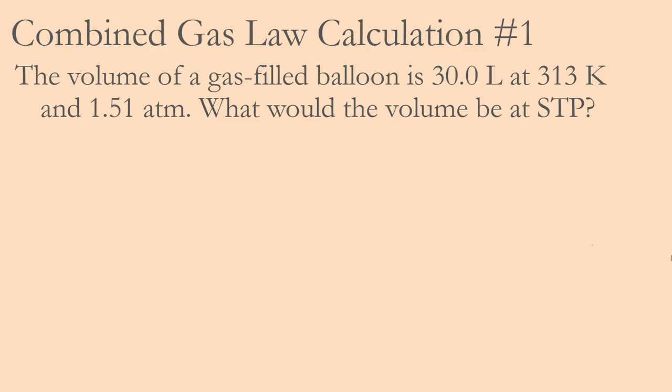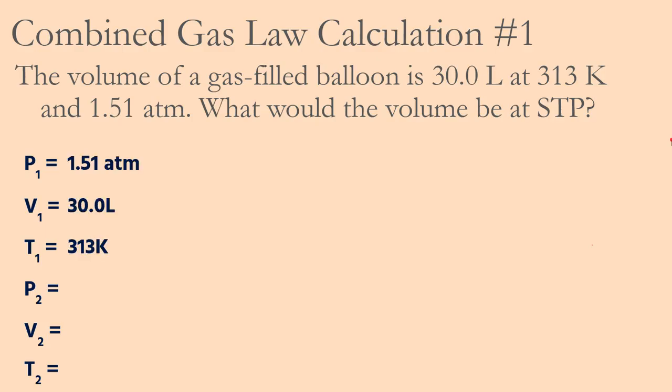Now, how do we actually do the math for this situation? Well, let's do one practice problem. Now, this problem is going to work very similarly to what we saw in our earlier gas laws. We have a volume of a gas-filled balloon is 30 liters at 313 Kelvin and 1.15 atmospheres of pressure, and we want to know what the final volume will be at STP. Now, STP we talked a little bit ago about. It means standard temperature and pressure, and I'll talk about that once we start setting up our problem. First, let's list everything we know. We know the initial pressure, volume, and temperature as given in the problem.